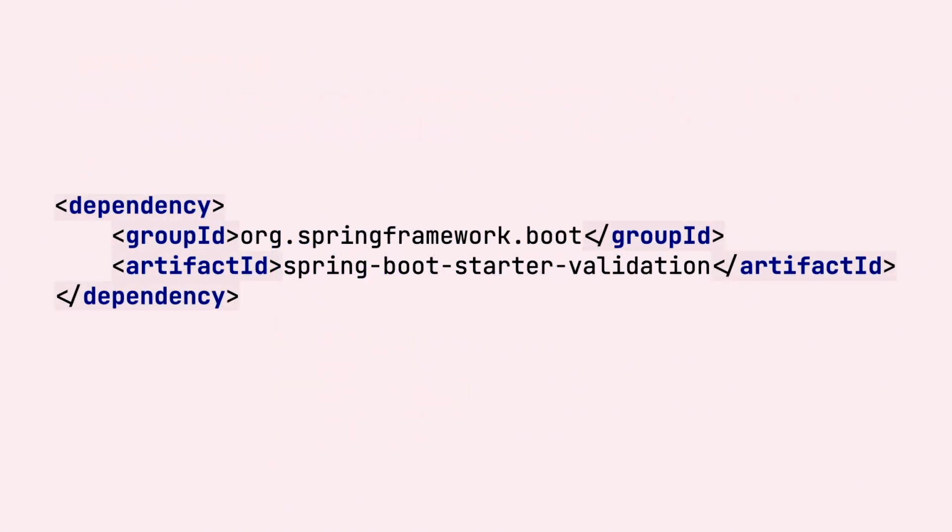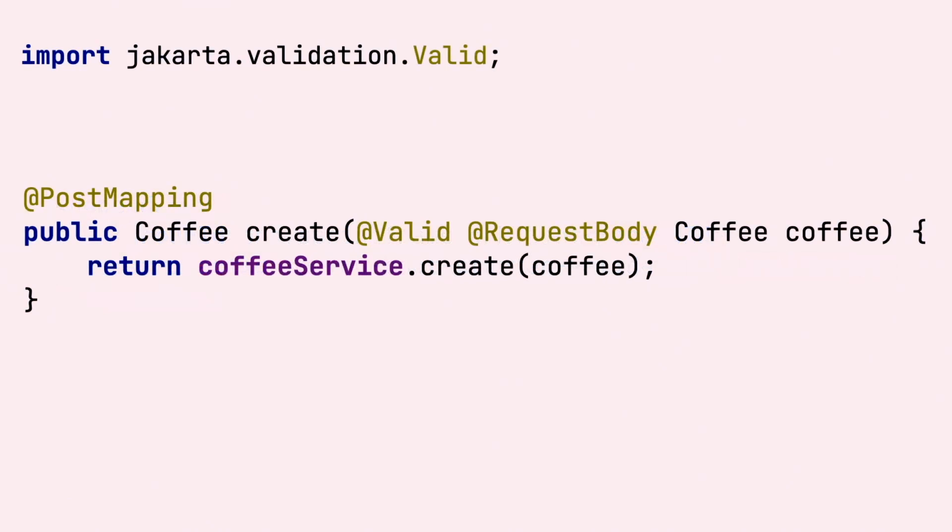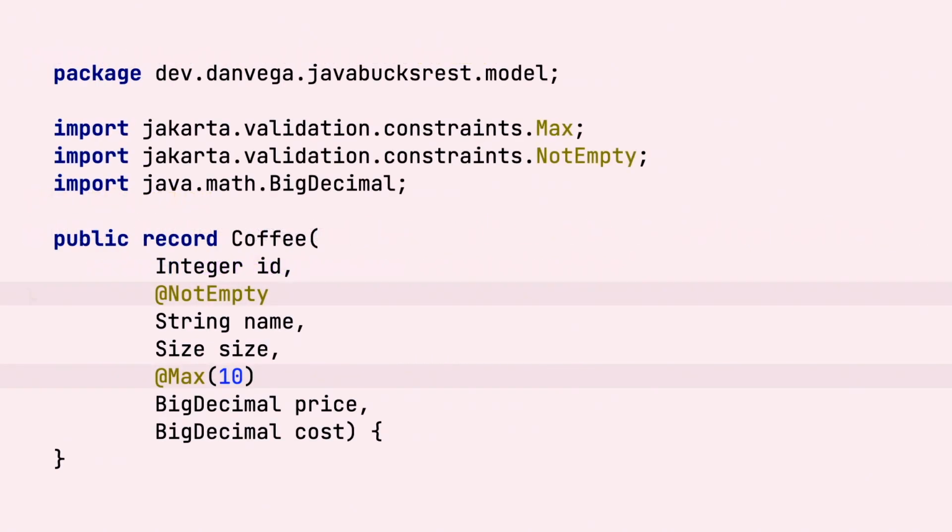So again, I'm using that validation starter. I go into my method here, and before the request body, I say, hey, use the @Valid annotation. So now Spring is going to go, okay, I need to validate this before the request can go through. And how does it validate it? Well, it looks at the object. In this case, it's a record, and we can put some validation constraints on it.